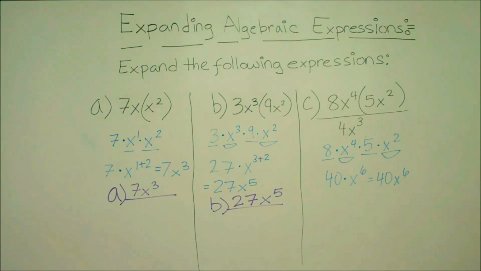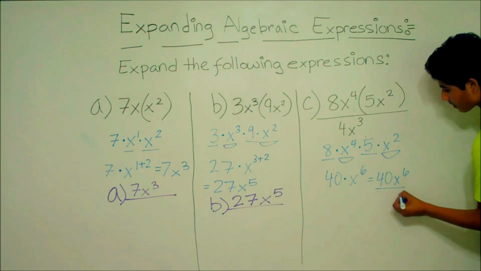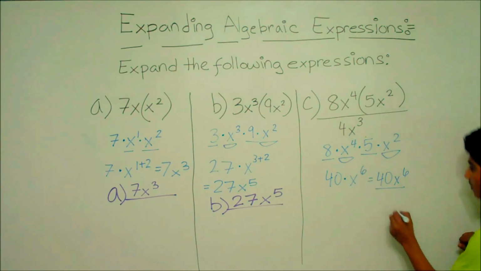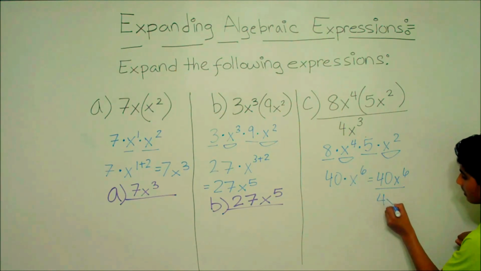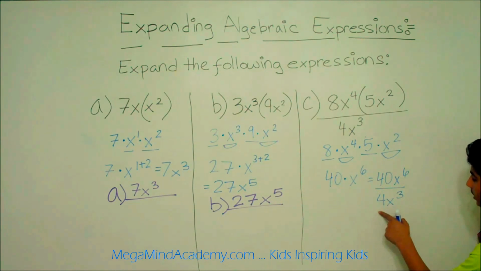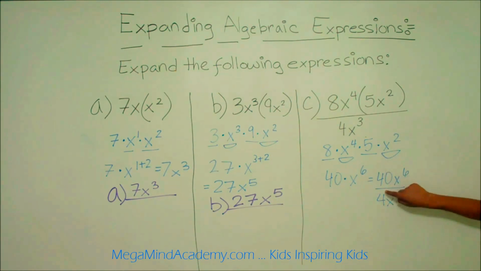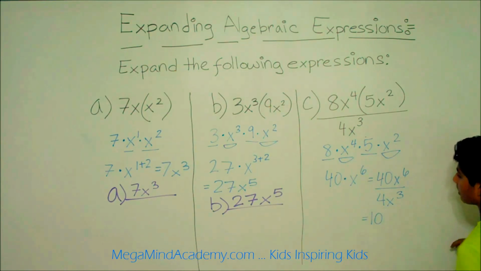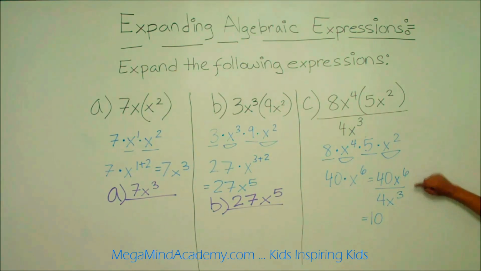Now let's add in the denominator. We have to divide this all by 4x cubed. So let's combine like terms. We have 40 divided by 4, which is equal to 10. Then we have x to the sixth power divided by x to the third power.